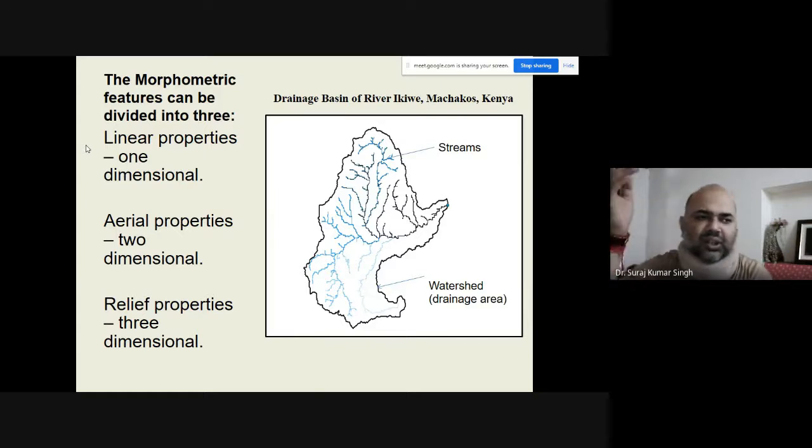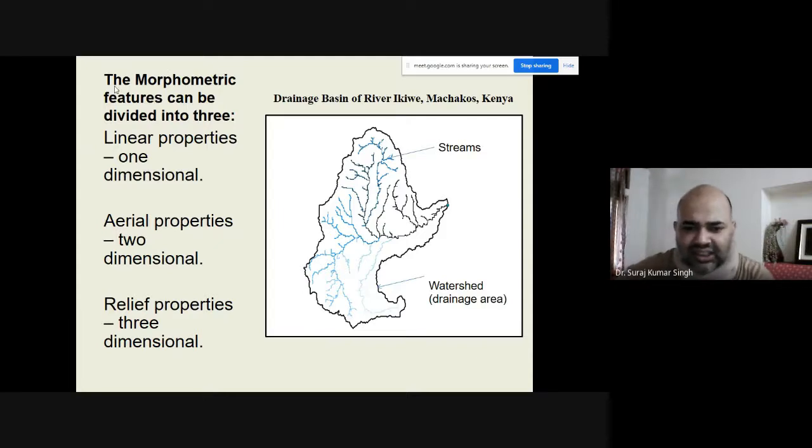Whenever we are talking about relief, relief means topography, means height. Whenever there is a height, apart from x and y, you need a z. That's why that is represented as 3D, or three dimensional.